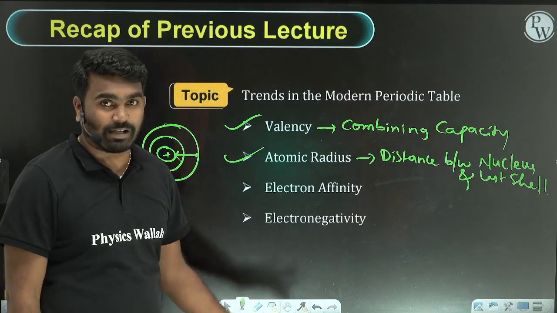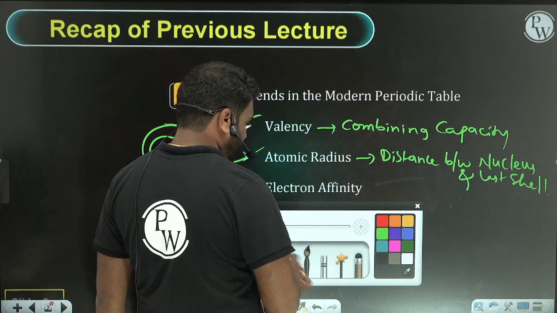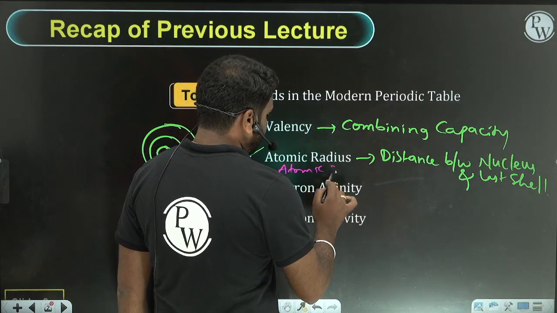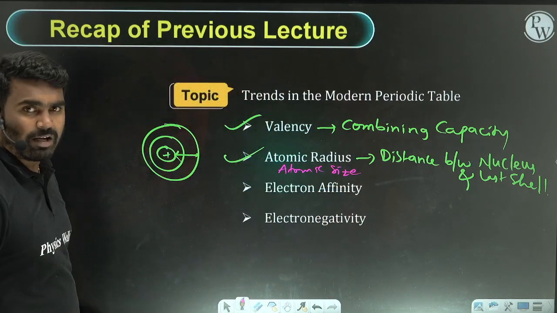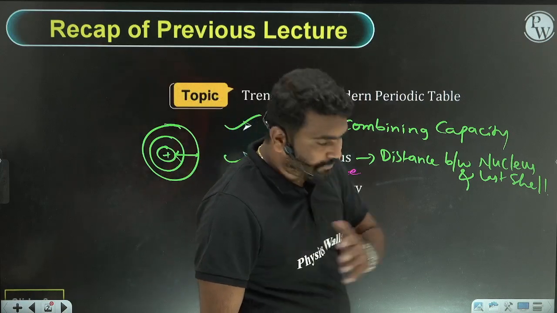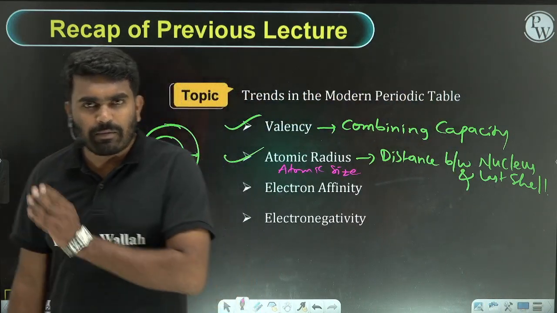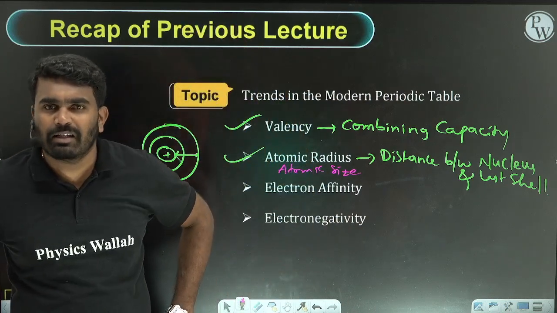We can also consider this as atomic size. That is atomic radius. How does it vary in periods and in groups? From left to right, atomic radius decreases in periods, and from top to bottom, atomic radius increases in groups.